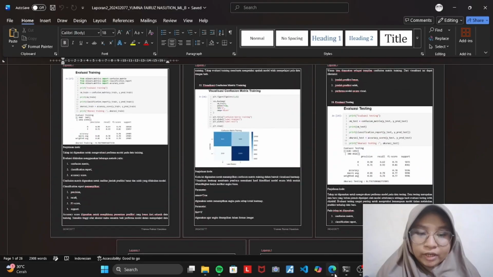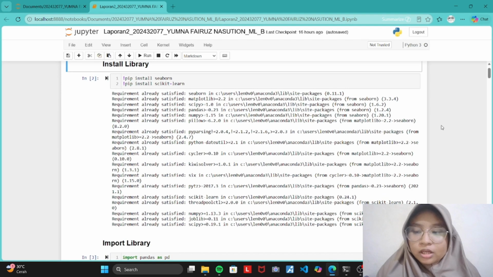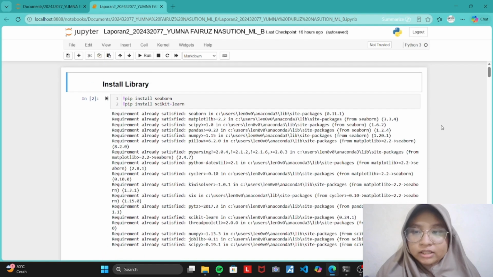So now we are heading to the practice code, in which I first installed and imported several Python libraries such as Pandas, NumPy, Matplotlib, Seaborn, and scikit-learn. These libraries were used for data processing, visualization, machine learning modeling, and evaluation.